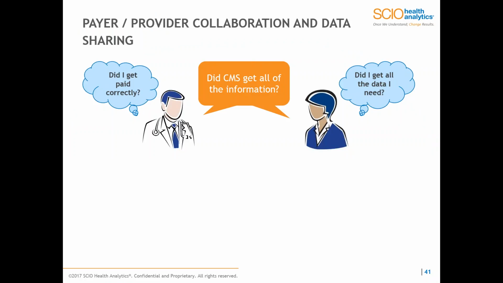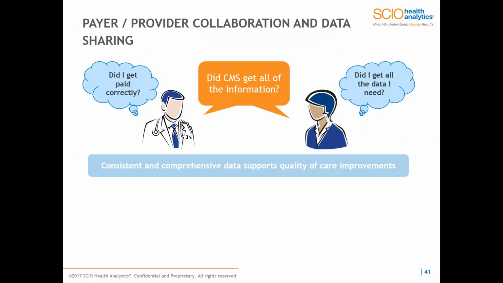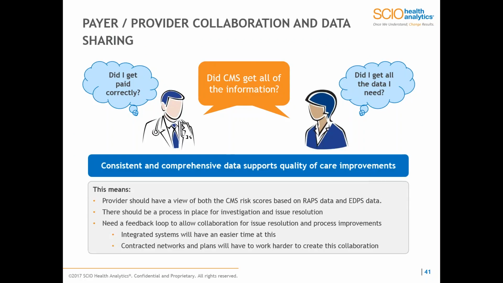And ideally, a provider needs to have a view of both their side of the house, which they do, and CMS's risk score based on the RAPS and the EDPS. So there should be a process in place to share this information, have a feedback loop, encourage collaboration, and investigate without finger pointing. When the providers and the plans are looking at the same data, it's amazing how much can be achieved.